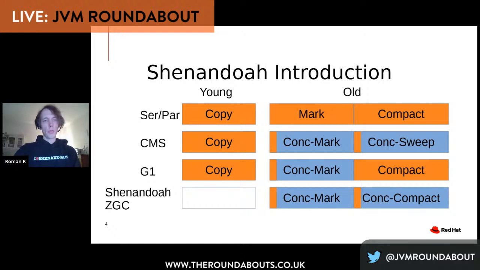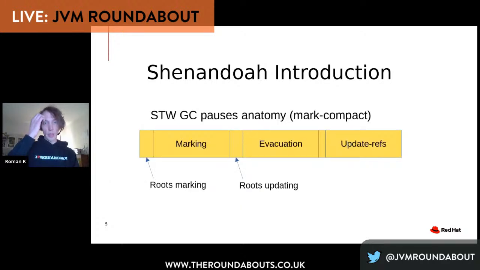And then we have those new GCs, Shenandoah GC and ZGC, which are all concurrent GCs. They do concurrent marking, concurrent compacting, but so far they are not generational. We are working on generational support for Shenandoah, but it's not there yet. So how does it look?